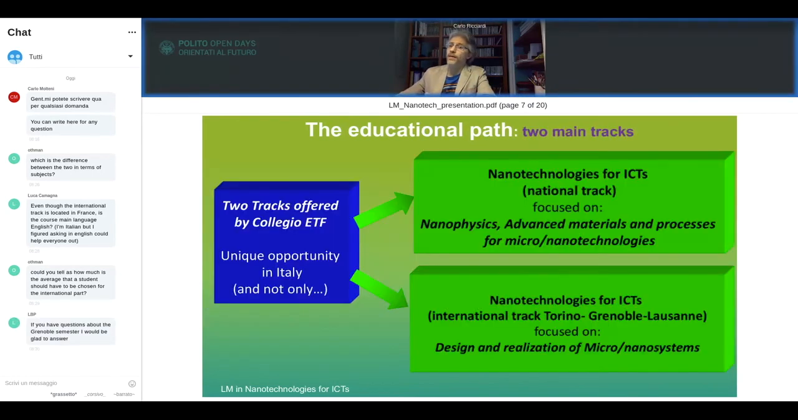But keep in mind that the application for the international one is expiring this Sunday for those who have an Italian degree. For the international applicants, it has already expired, I think on the 5th of May. If you have a question about the Grenoble semester, I would be glad.